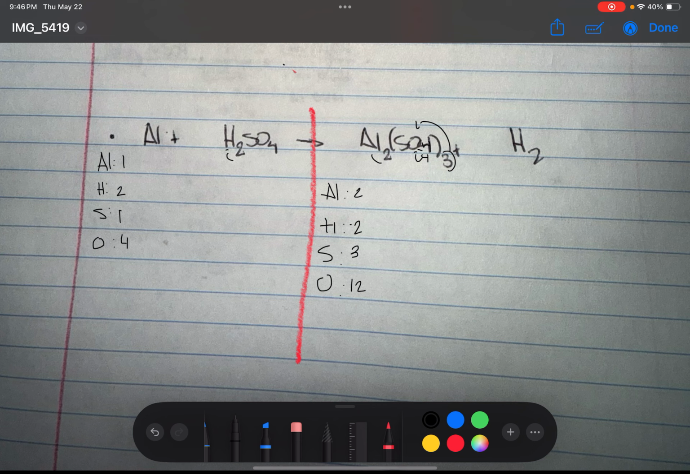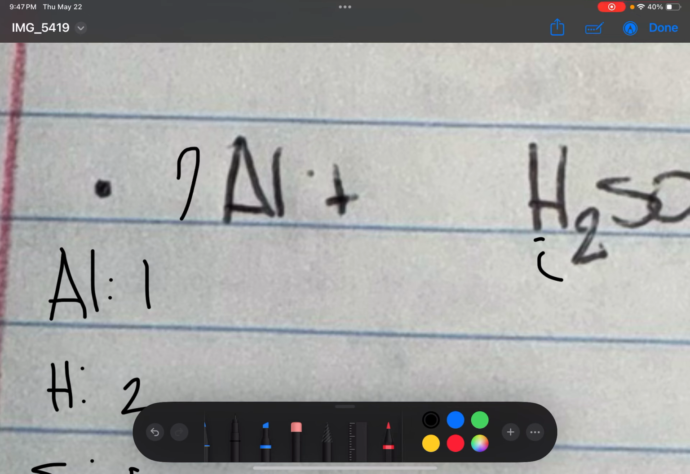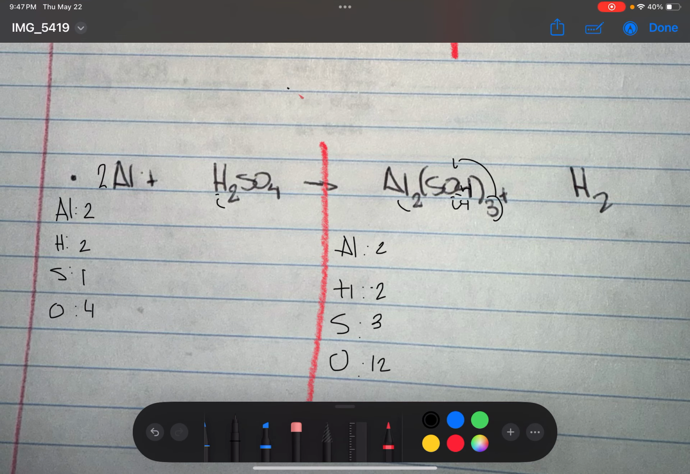Okay, we do not have the right number of ALs. We don't have the right number of S's. And we don't have the right number of O's. Okay, let's fix our ALs first. This one's easy. 2 times 1 is 2, because the coefficients multiply everything. We have 2. That's balanced.